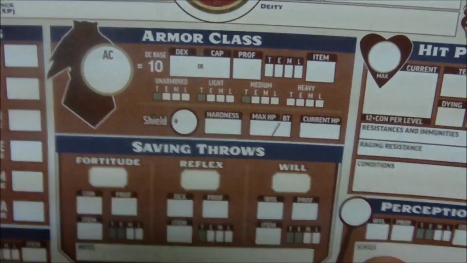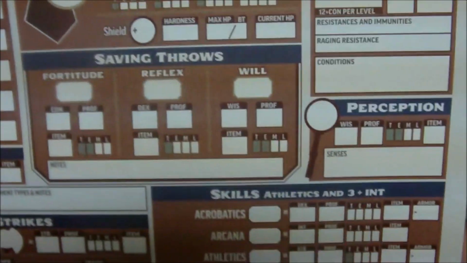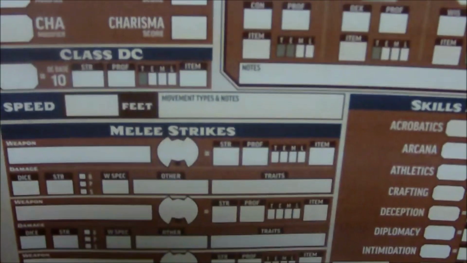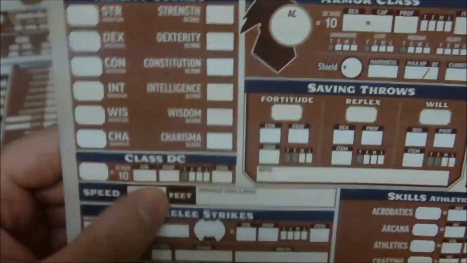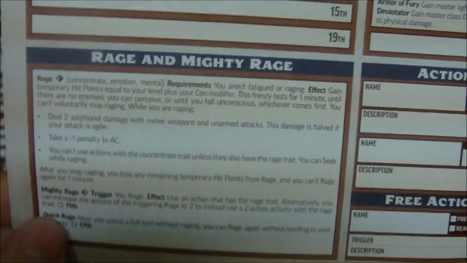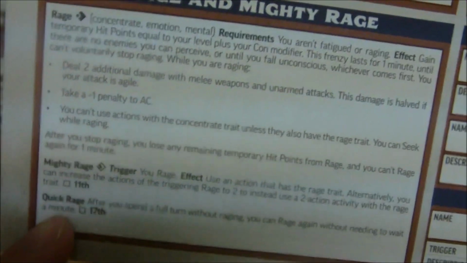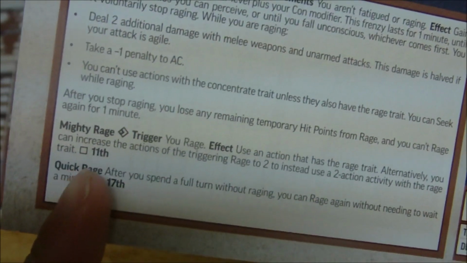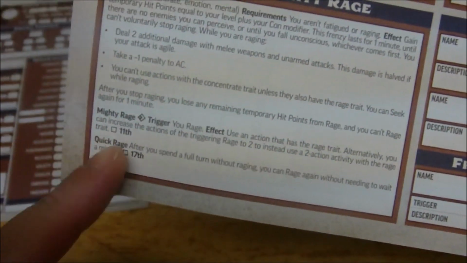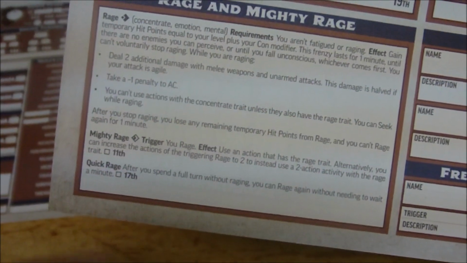So again, we've got our training information, our proficiencies already shaded in, which is great. We also have the automatic skill that the class gets filled in as well. Weapon information down here, your class DC information already shaded in as well. And then on the back we've got the Rage ability, as well as the Mighty Rage, which you don't get right away, but the level that you gain it at is listed here as 11th level, with a little box that you can shade in once you reach that point, which is pretty cool. And then you've got the Quick Rage here as well, so it gives you that information.